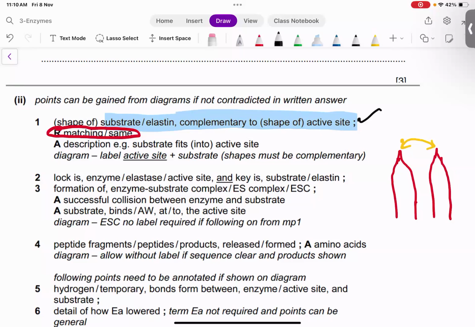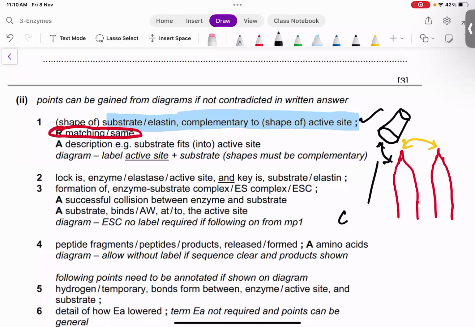And you see, for example, this is a cap, the cap of this board marker. So the shapes of the cap and the board marker are complementary to each other. And the shapes where both are alike, that is the same. So the shape of an active site and the substrate are complementary, not matching or not the same.